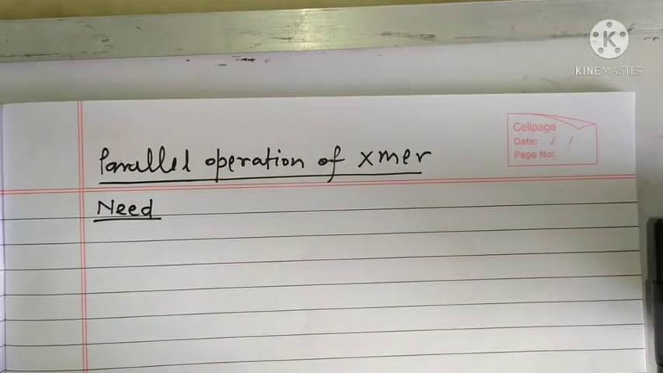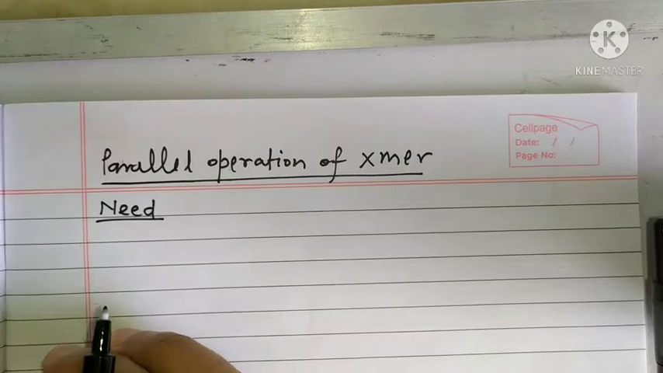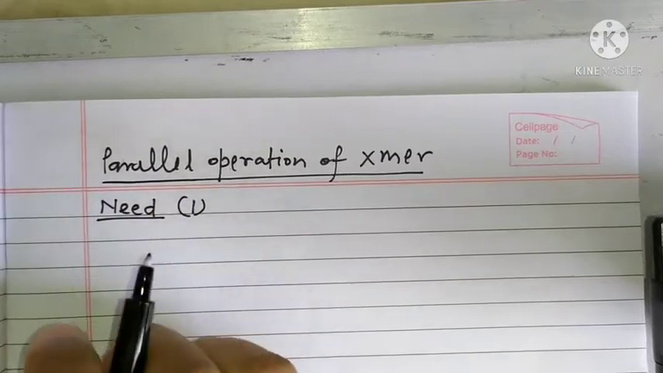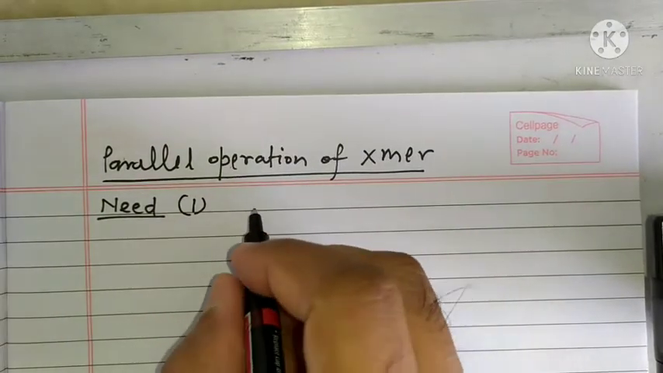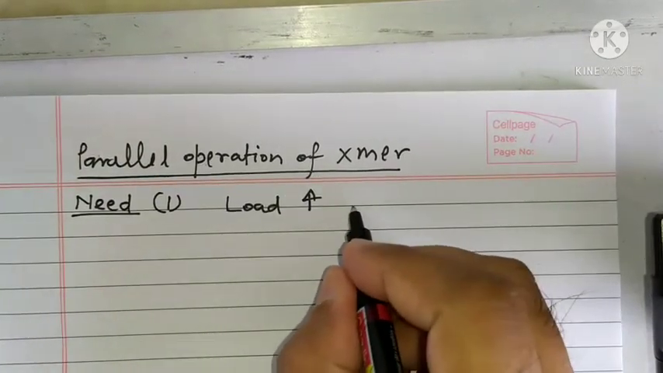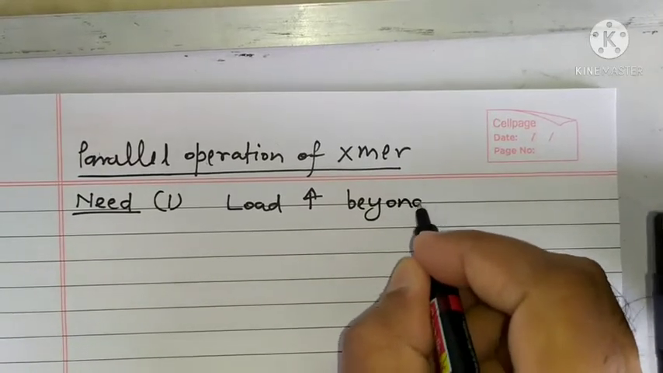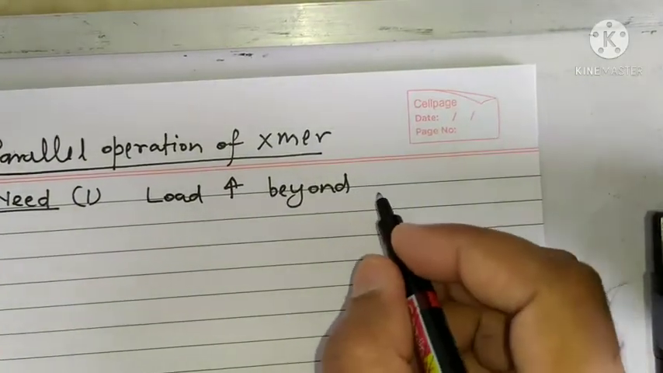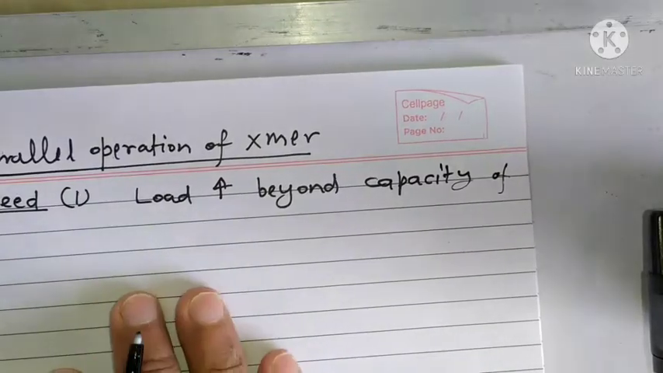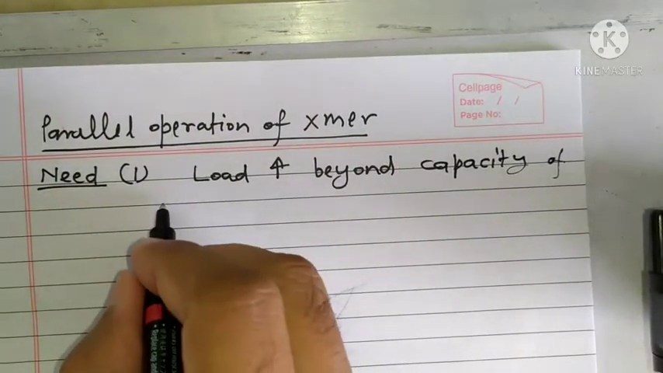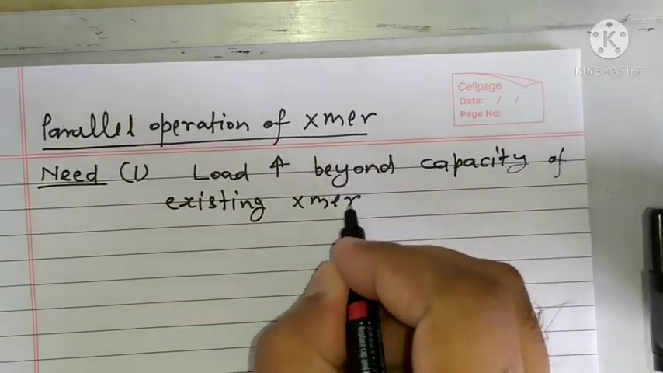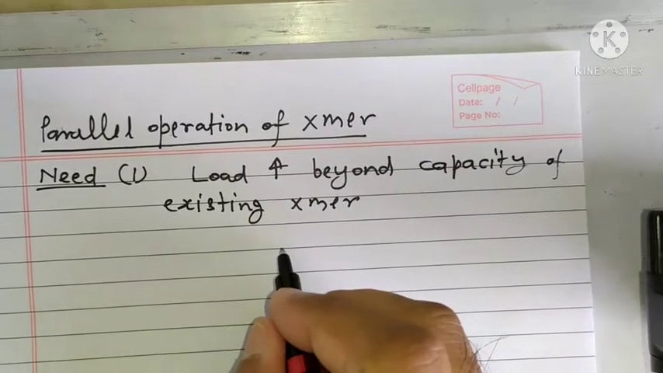Let us see parallel operation of transformer. So very first thing, what is the need of parallel operation? The need is when load is increased beyond the capacity of the existing transformer, right? Then we require to add one more transformer to share the load.